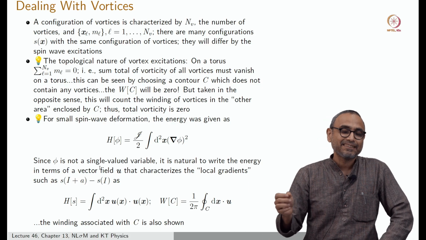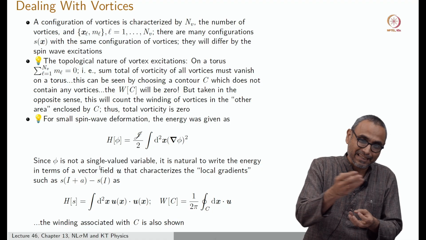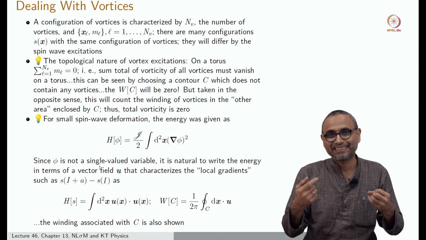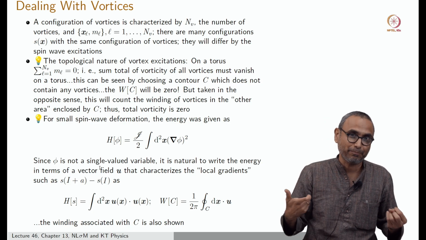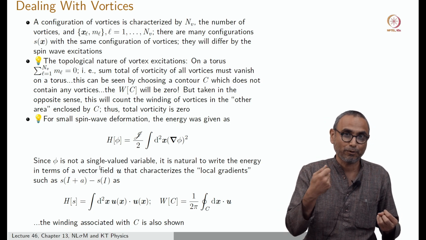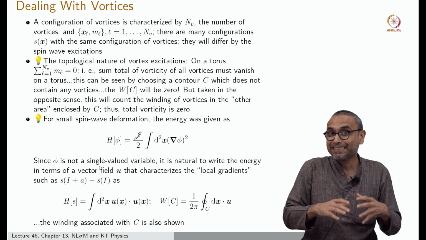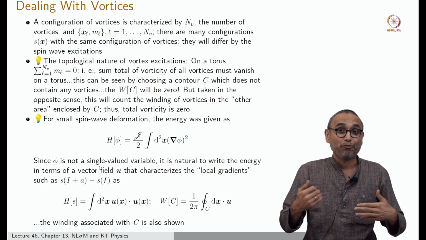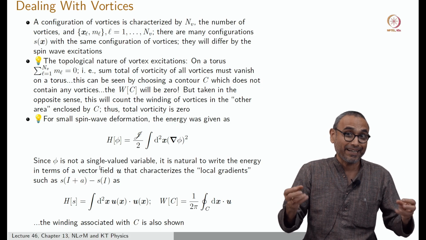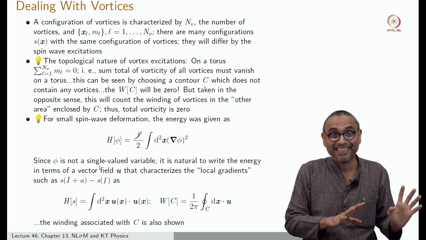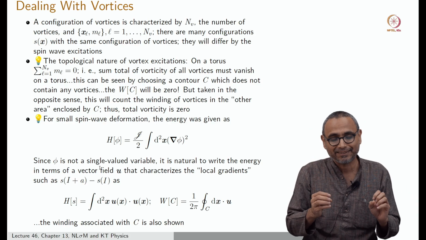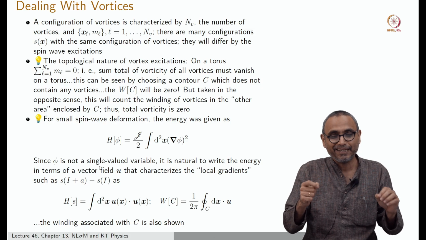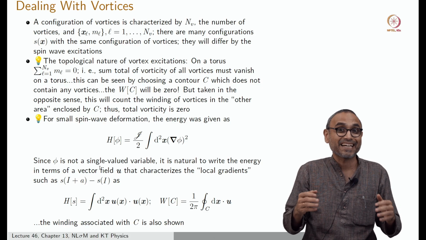So the idea is, since S is a unique field, in the sense that S is a field which has one value at every point, this unimodular complex number, and phi is a field which can be multi-valued. What we are giving is gradient of phi, but phi is not a pure gradient. That is, the vector field associated with the gradient of phi need not be curl free.